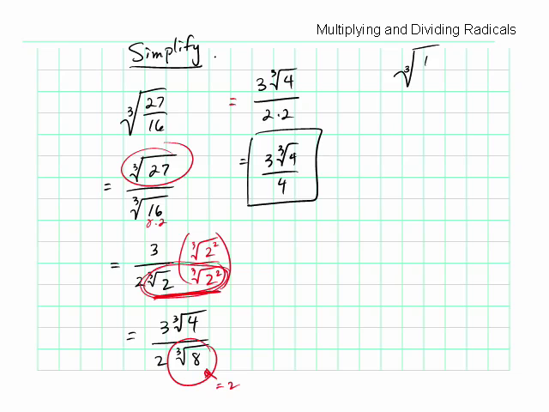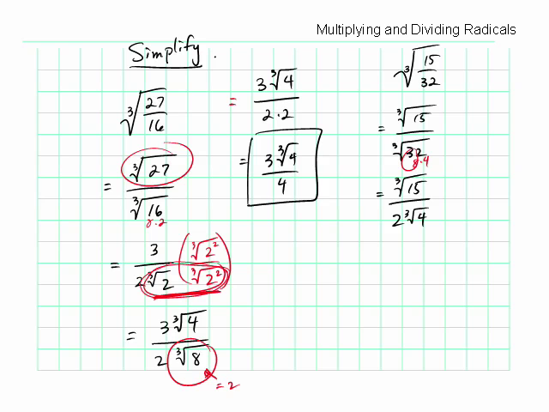The cube root of 15 over 32. Okay, I'm going to split it into two radicals. Cube root 15, cube root 32. The cube root of 15 I cannot simplify. There's no perfect cubes in it. 32 I can. 32 is 16 times, no, 16 doesn't work. Let's back up. I need a perfect cube, not a square. A perfect cube in 32 is 8 times 4. The cube root of 8 is 2, so 2 cube root 4.